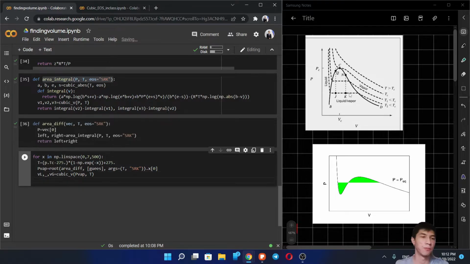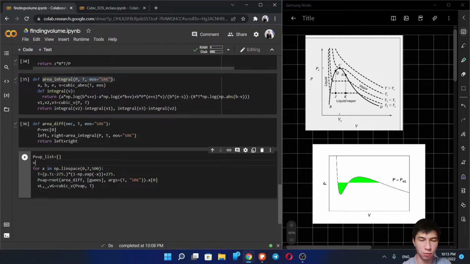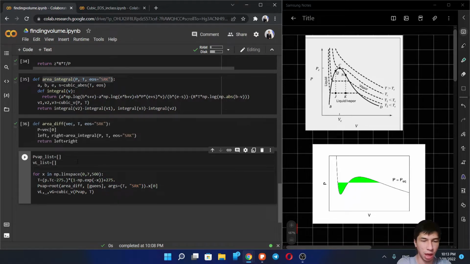And let's have a list, as we need to plot this. Let's have a list for our 3 values. So let's have a vapor pressure list, and let's make it an empty list. And for our liquid volume list, keep it empty. And gas volume, and we'll keep it empty.